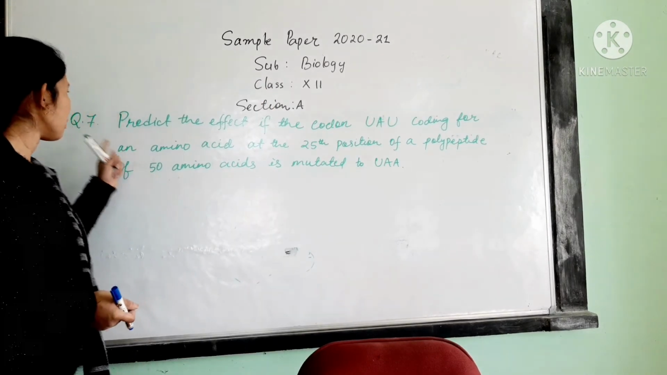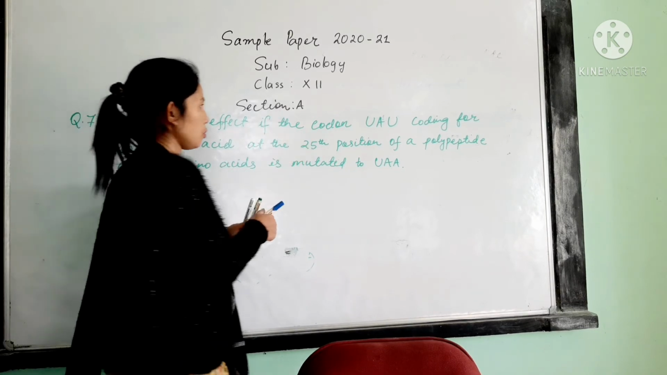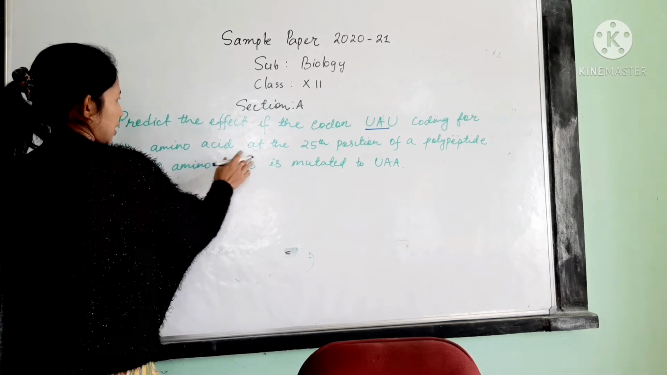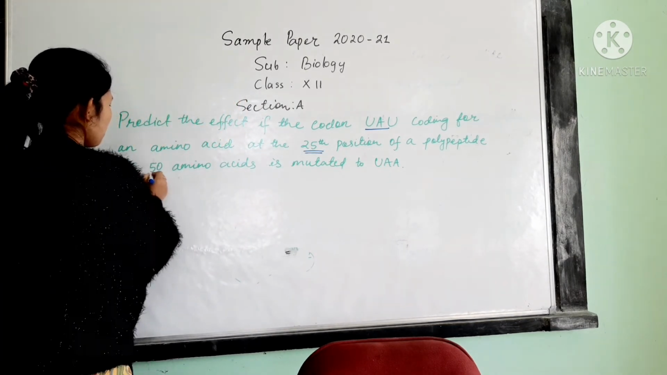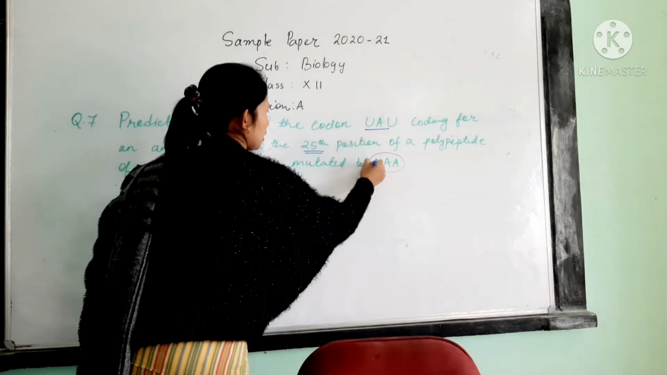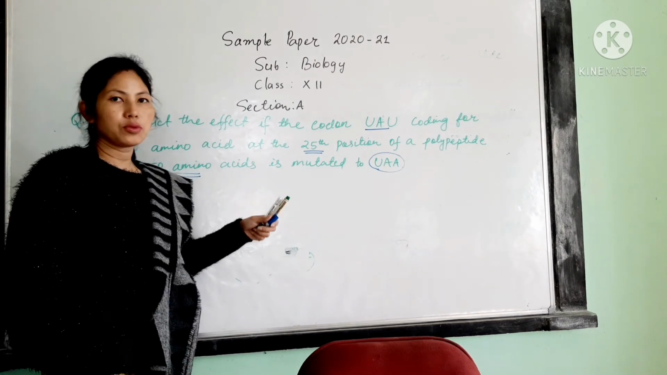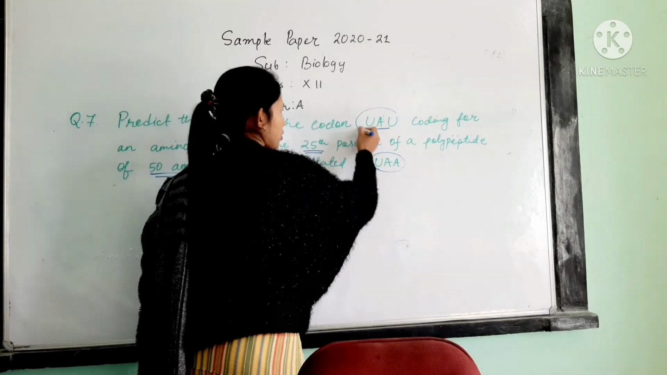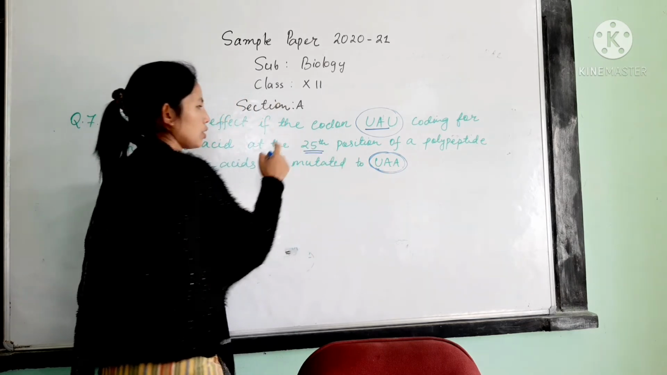Okay, question number 7. Predict the effect if the codon UAU, coding for the amino acid at the 25th position of a polypeptide of 50 amino acids, is mutated to UAA, right? Now here the question is, we have to tell the effect. What will happen if the codon UAU is replaced by UAA at the 25th position?